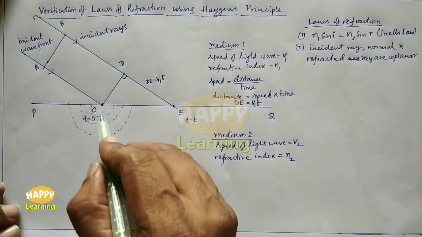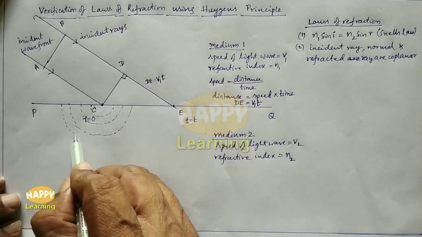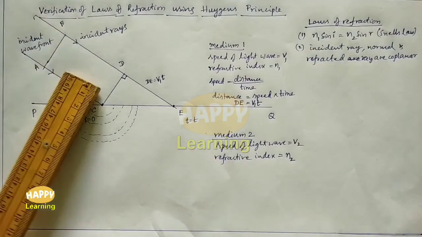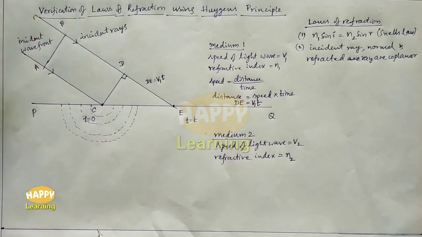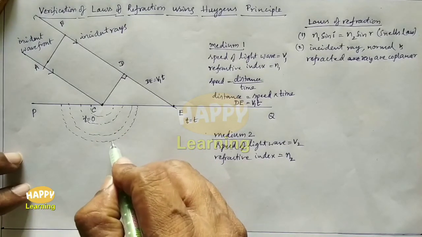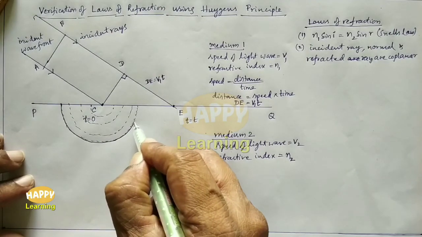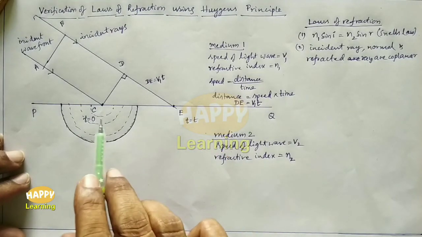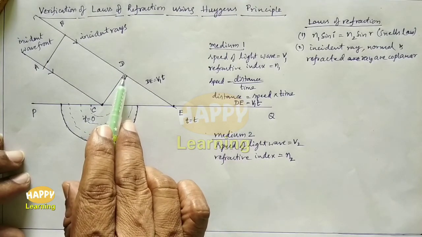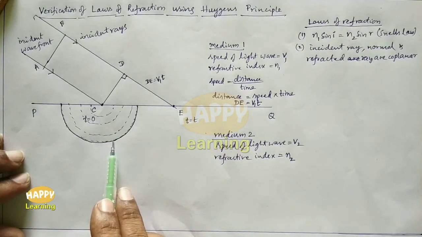In t seconds, the distance traveled by this secondary wavelet is Vt. Suppose this is the wavelet after t seconds. After t seconds, this is the secondary wavelet coming from point C. By the time this wave reaches from D to E, from point C, the secondary wavelet has reached this point.